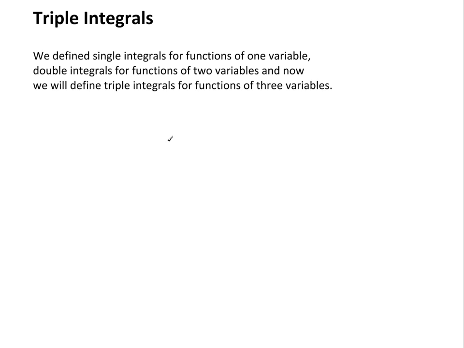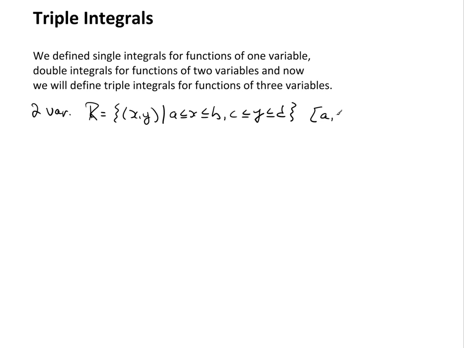When we were working with functions of two variables, we considered a rectangular region on the xy plane, and we defined that region R as being equal to all the points x, y such that a was less than or equal to x, which is less than or equal to b, and c was less than or equal to y, which is less than or equal to d. That's how we defined this region. So we're looking at basically an a b by c d rectangle.